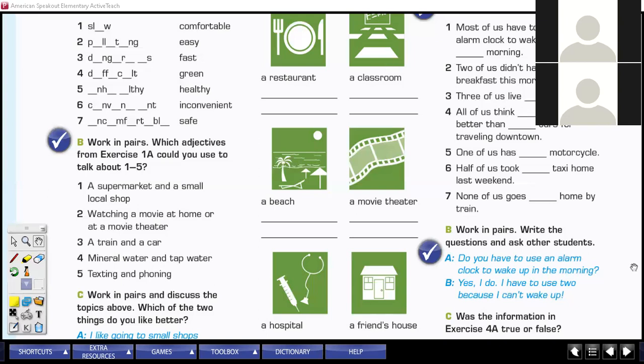Okay, Karime, can you help me? At a friend's house, you can talk with your friend. Okay, you can talk with your friends. And another one.